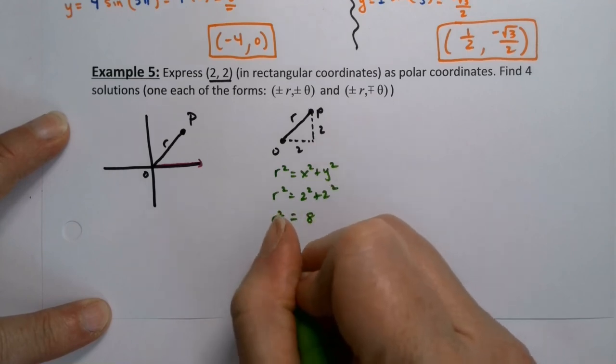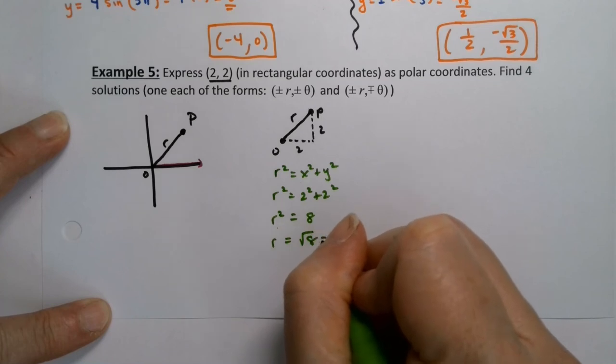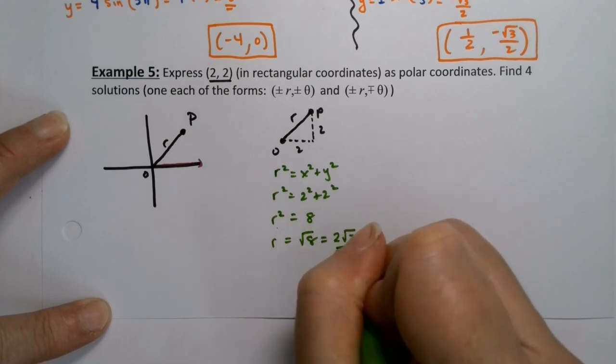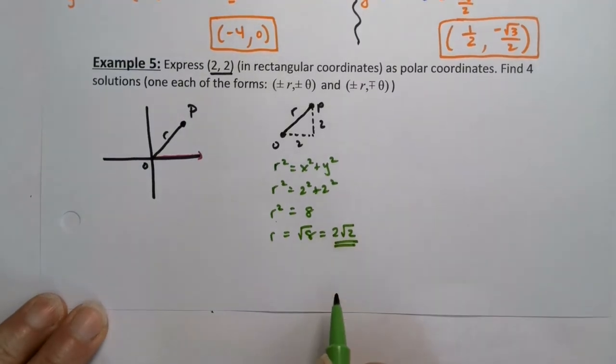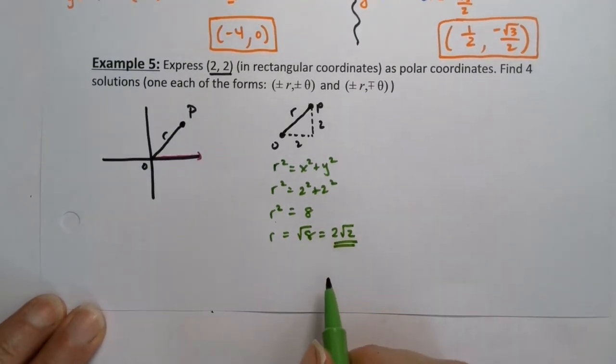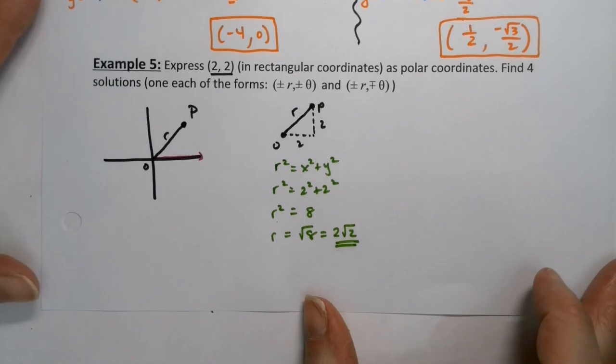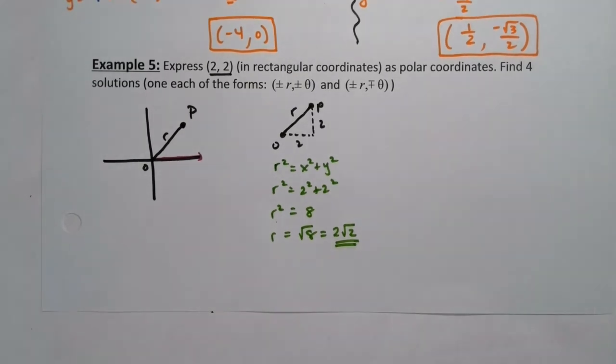So r is equal to the square root of 8, which is 2 square root of 2. There's our r. Now we know that r is 2 square root of 2. Lovely. All right, so that's not so bad. The r is not bad. It's the angle. The angle is going to be the less fun one.